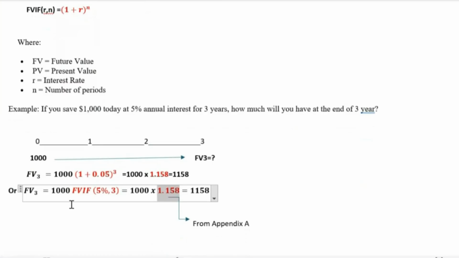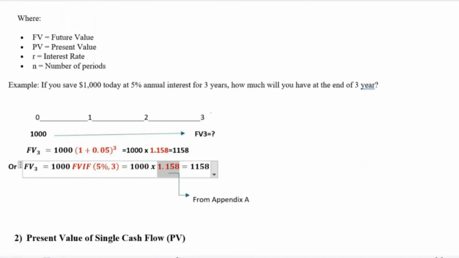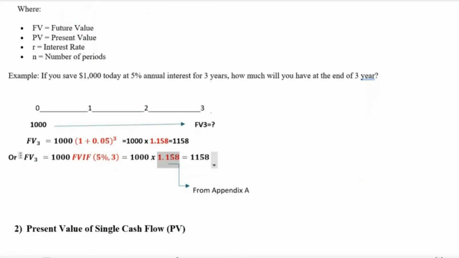So this is the future value of a single cash flow. The procedure is called compounding. Oftentimes we need to deal with the problem in reverse. We know the future amount, and we want to find today's equivalent value of that future amount. So that is the present value concept.